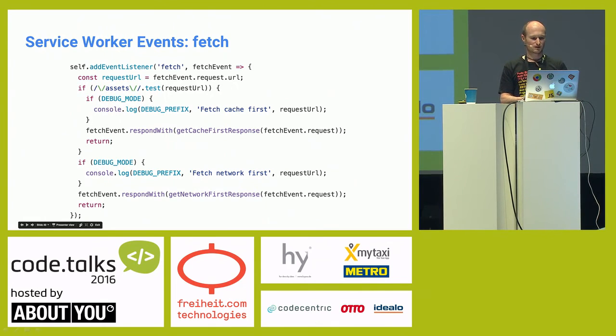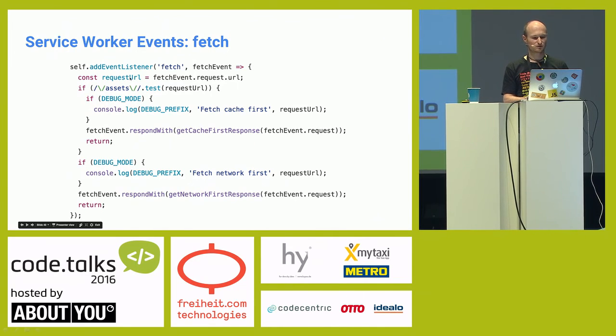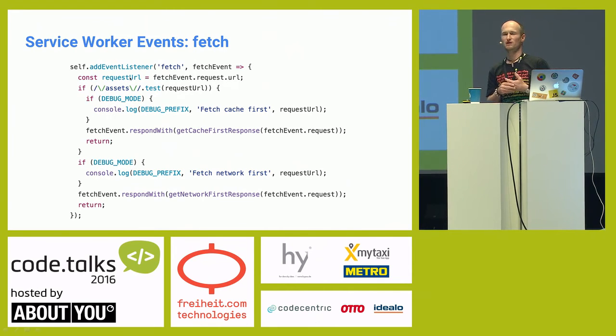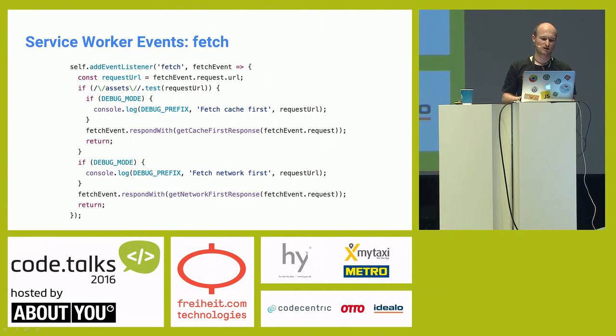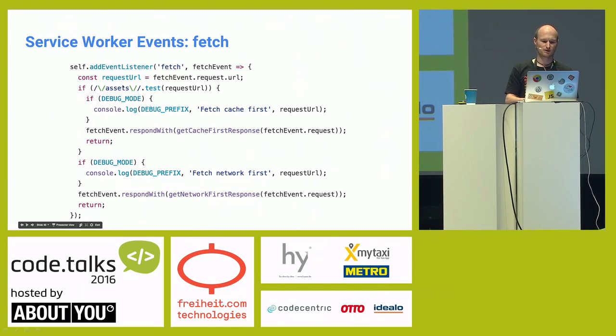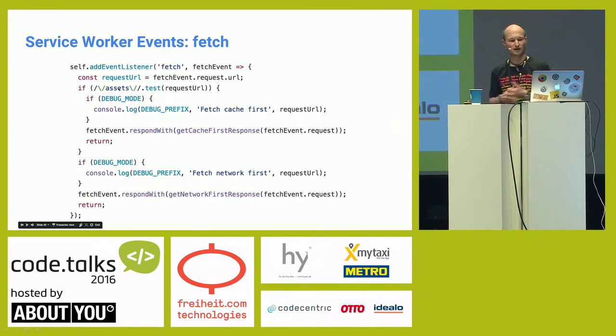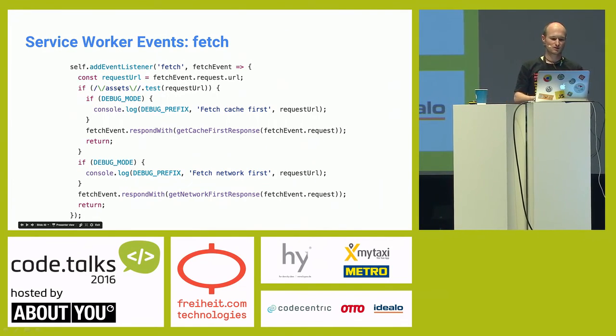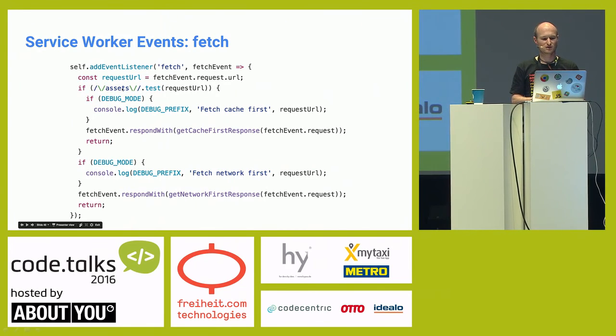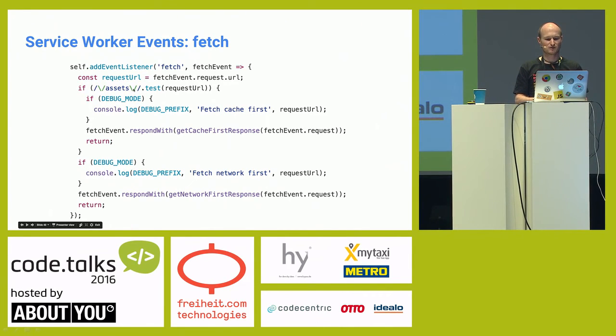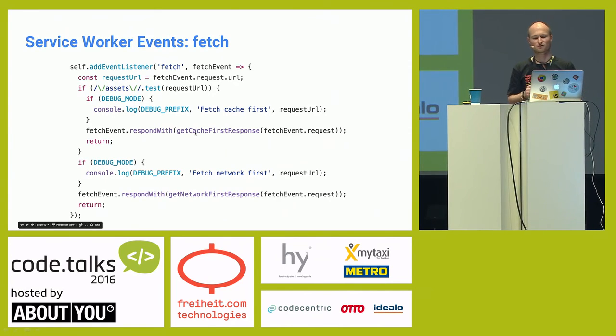So well, you have, again, self.addEventListener. For the fetch event, you get a fetch event back. I can extract the request URL. And then I have some super basic routing here. The code.talks page was organized in a way that /assets, well, held all the assets, as the name suggests. So if the URL is something with /assets, then I use a strategy that is called getCacheFirstResponse.